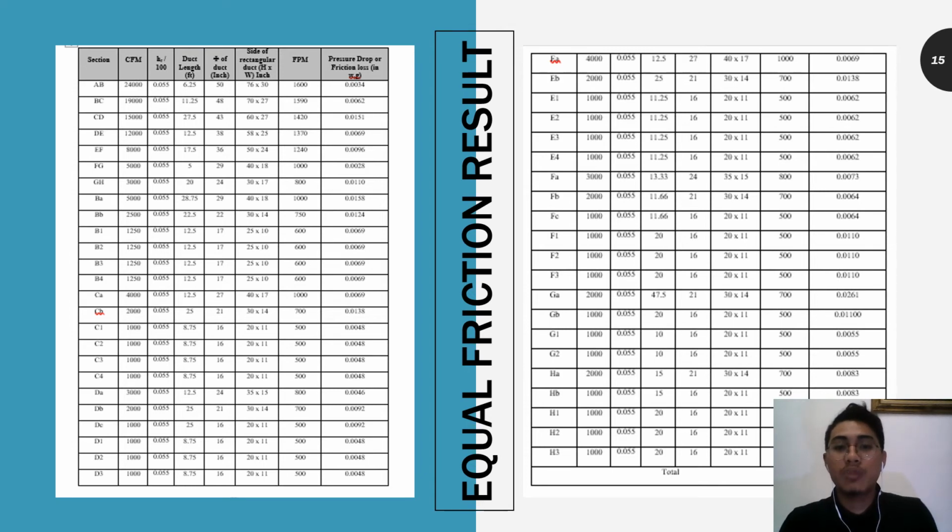This is the equal friction result. There are too many sections, so I'm sorry for the error. To see it in more detail, we can refer to my final report.